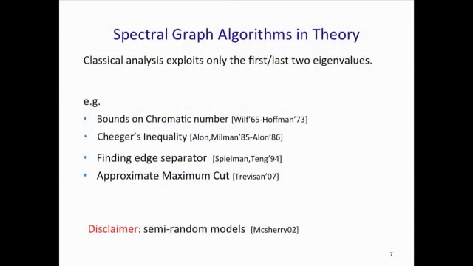Now let me tell you what we know about spectral graph algorithms in theory. Classical analysis of spectral graph algorithms only exploits the first or last two eigenvalues or eigenvectors of the graph. Here are some examples. For example, Wilf's bound on the chromatic number of a graph, Cheeger's inequality, the algorithms for finding edge separators of a graph, even the algorithms for finding maximum cut. There are many others I'm going to mention later. But all these algorithms only use the first or last two eigenvalues.